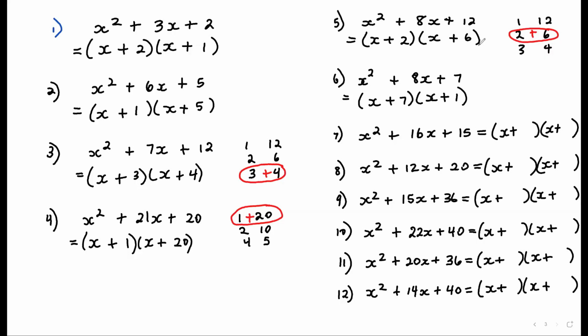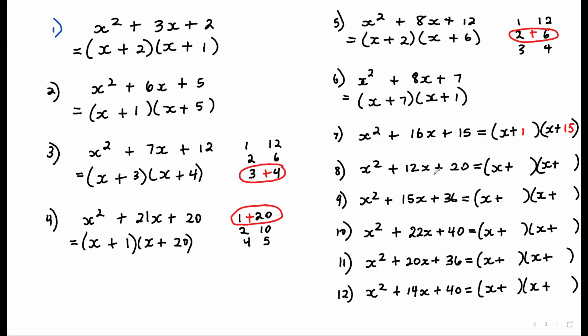Okay, guys, I'm going to put in the answers. So for number 7, we have x squared plus 16x plus 15. Now, the two factors of 15 that will add to give me 16 and at the same time multiply to give me 15 will be 1 and 15, right? Because 1 plus 15 is 16 and 1 times 15 is 15, all right?